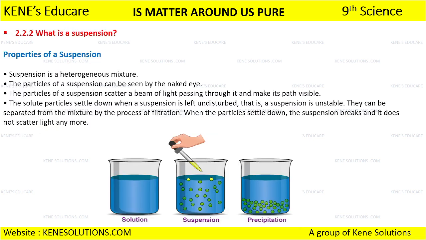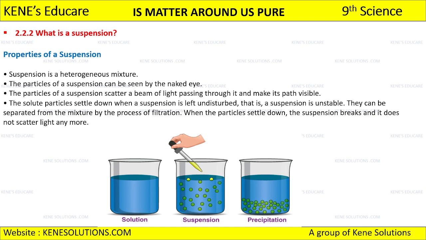So now we need to study what exactly a suspension is, right? We will be starting with the properties of suspension. Suspension is a heterogeneous mixture, and all the particles of a suspension can be seen by your naked eye. So it means suspensions are visible to our naked eye. It is going to be visible to us.